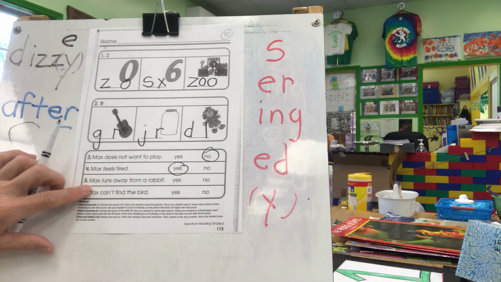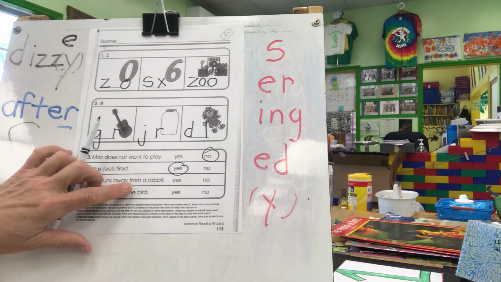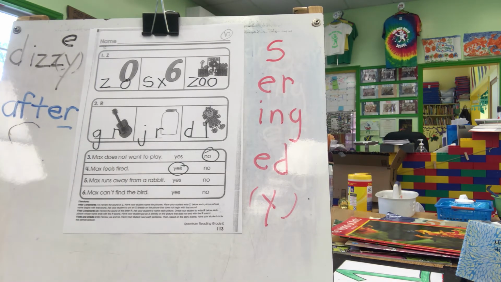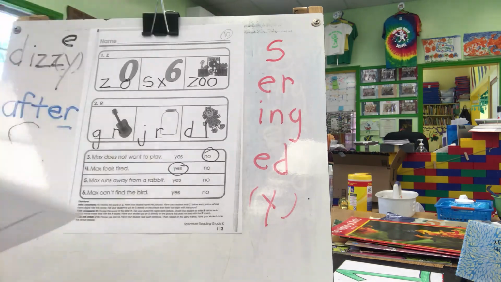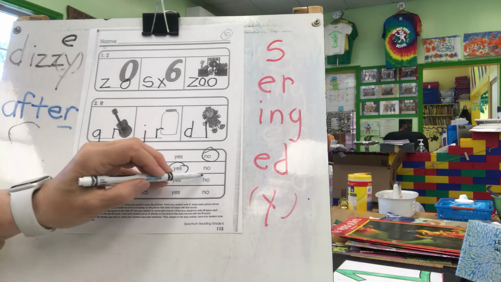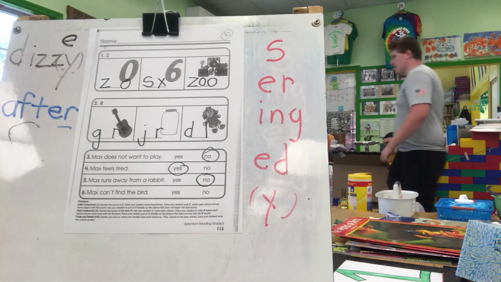Number 5, Max runs away from a rabbit. Was Max running away from a rabbit? No, there was no rabbit in the story, right? It was about a bird, so we have to put no, N-O.